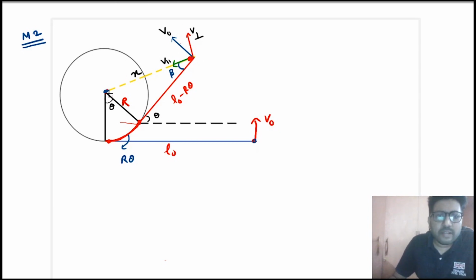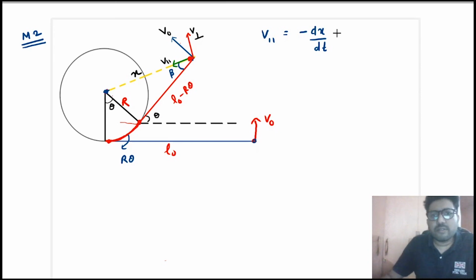This v perpendicular is the component of velocity which is perpendicular to the line joining the center of the cylinder and the disk. And v parallel is the component of velocity which is towards the center of the cylinder, or it is along the line joining the center of the cylinder and the center of the disk. Okay, now you can write v parallel is equal to minus dx by dt. Why have I written a minus here? Because x is decreasing with time. So v parallel will be equal to minus dx by dt. That is the rate at which this x is changing.